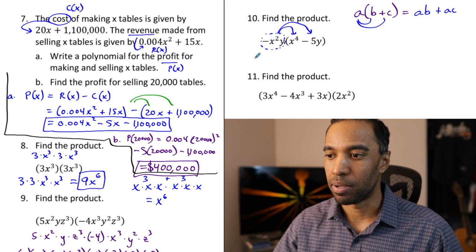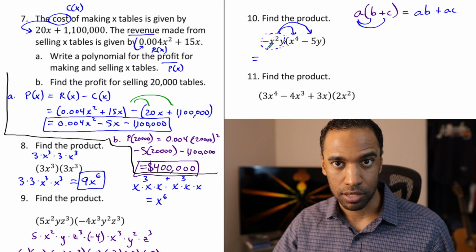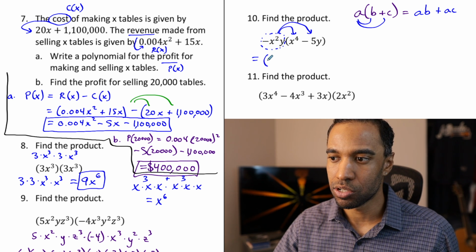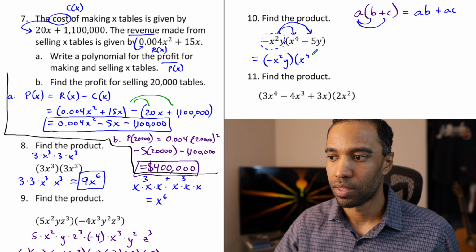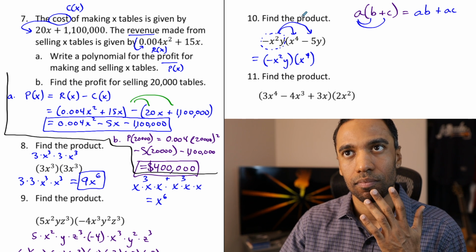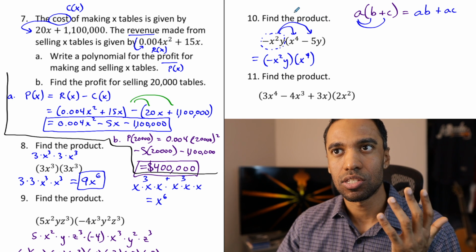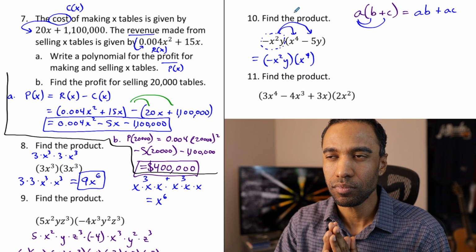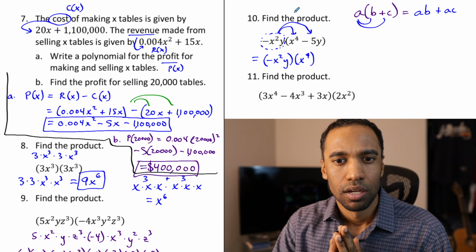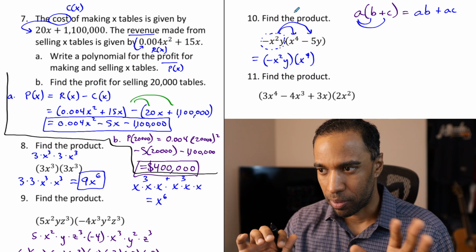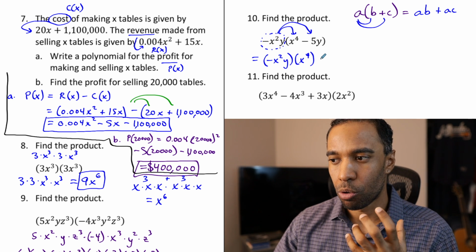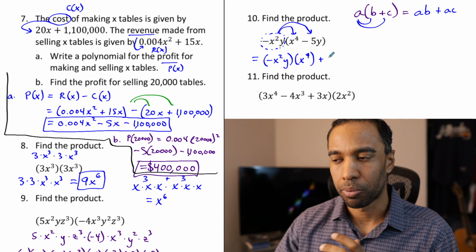Okay, so ultimately, this isn't the final answer, this is just what it looks like. Here's negative x squared y multiplying with x to the 4th. And then, by the way, it's probably appropriate to just put a plus in between.